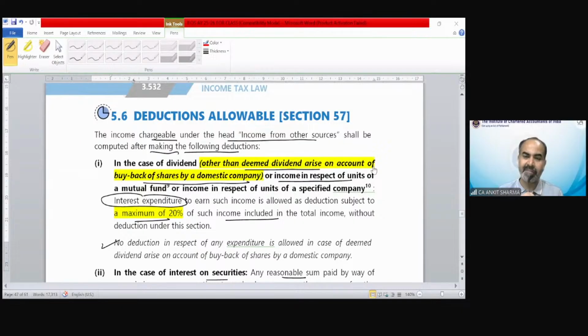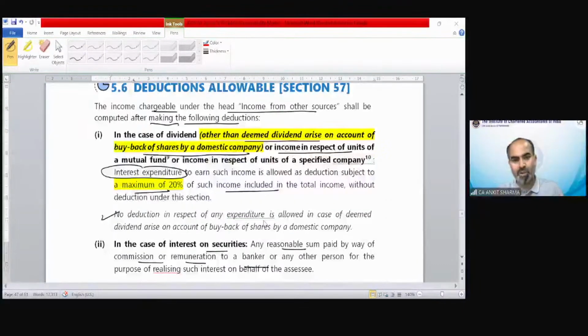Jayendra is asking, net winning means losses can be set off? No, losses cannot be set off in any case. Net winning means if you earn 10 rupees, 20 rupees, then whatever your net winning in a single game, if you have made 5 bets, the aggregate of all these net bets is going to be taxed as your income. So the income chargeable under income from other sources shall be computed after making the following deductions.